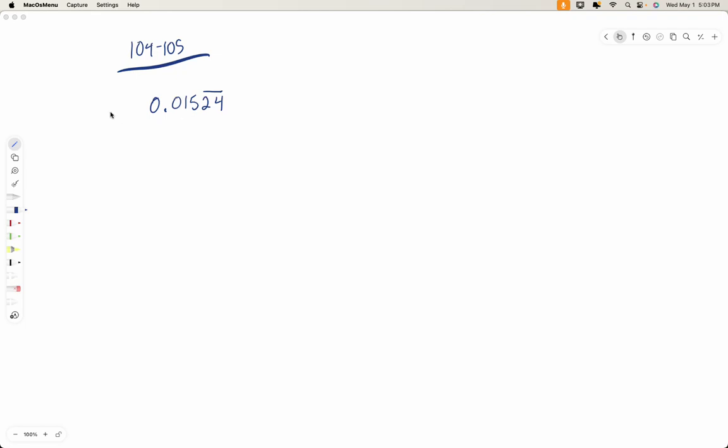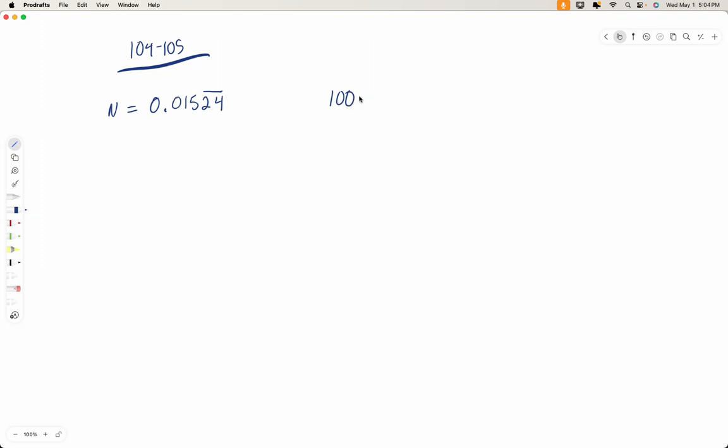So what we're going to do is we're going to say that this number is n. We're going to treat it like a variable, right? This is n. And we're going to look at the number of places that repeat. There's 2 places that repeat, so that's how many zeros I'm going to put behind this 1. So 2 places, 2 zeros.